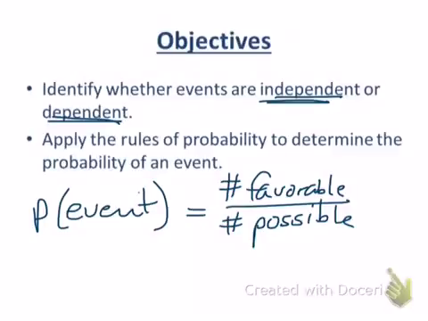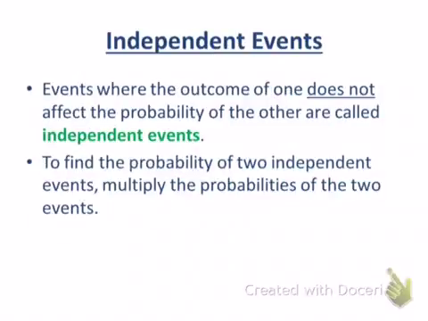But we are going to be looking at some independent events and dependent events, so we need to get a definition. Okay? Events where the outcome of one does not affect the probability of the other are called independent events. Okay, that's an important definition. The 2 events do not affect each other. They are independent of one another.